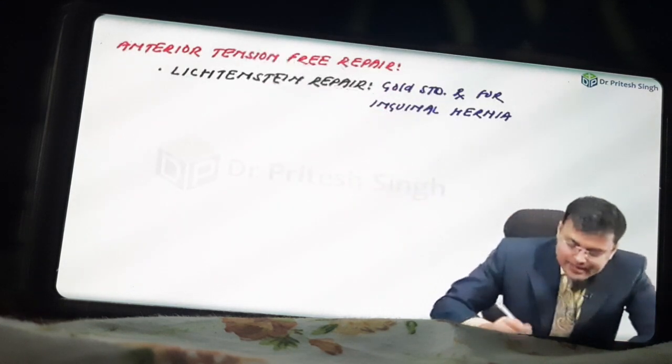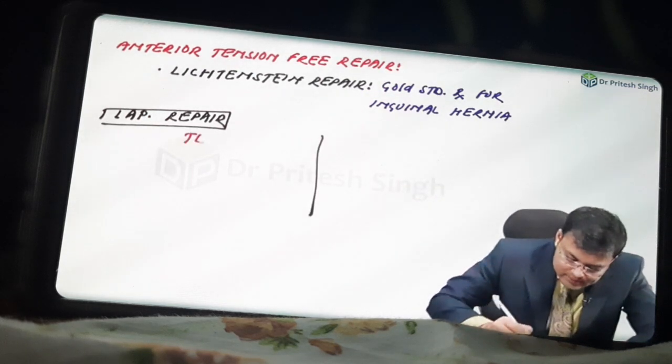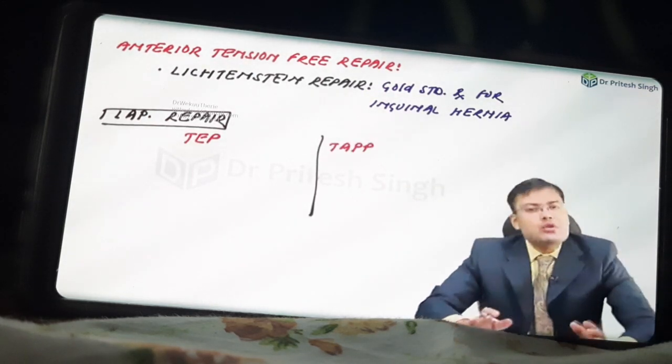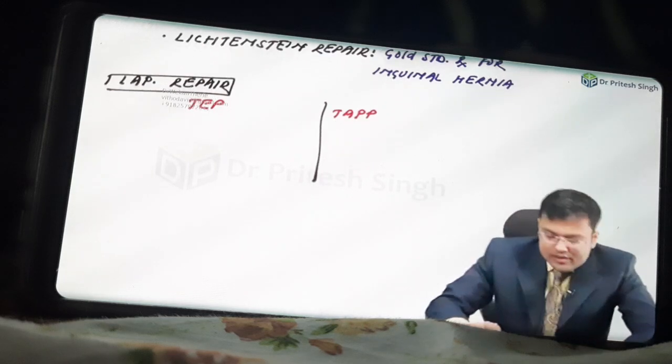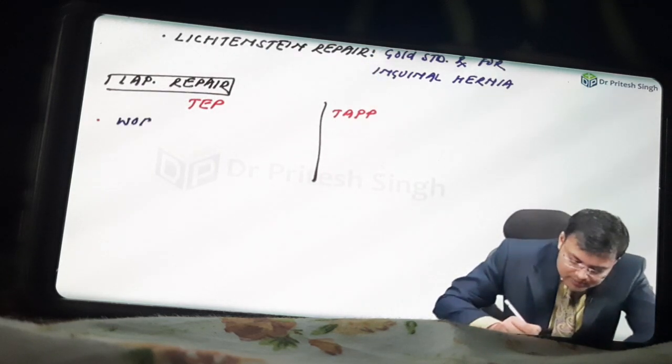After that, there is laparoscopic repair. In laparoscopic repair, there is TEP and there is TAPP. TEP is totally extraperitoneal. TAPP is transabdominal preperitoneal. In TEP, the working space is small.